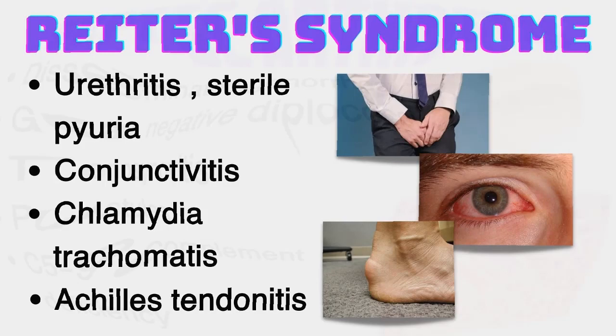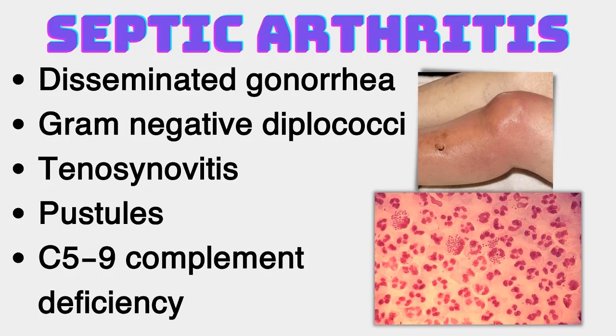Okay, this was a very bad boy. Okay, got a hot joint. That's his knee. It's got this pustule on his palm. Let's aspirate it. So we aspirate that pustule, and we see gram-negative diplococci in those neutrophils. What's this patient have? Disseminated gonococcemia.